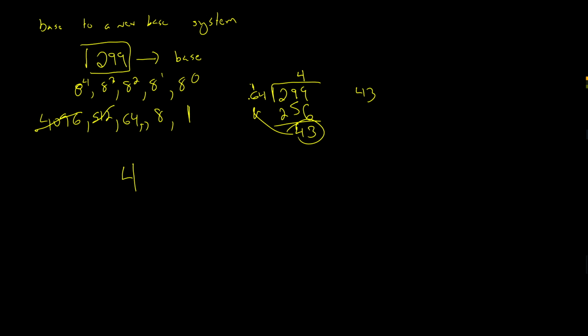What I want to do with the 43 is bring that over, and what's my next place? I did my 64s place, and now I have 8s. 8 goes into 43 5 times. 5 times 8 is 40. Subtract, and I have 3 left. So I finish with 3 in my ones place. And so 453 in base 8 is equal to 299.